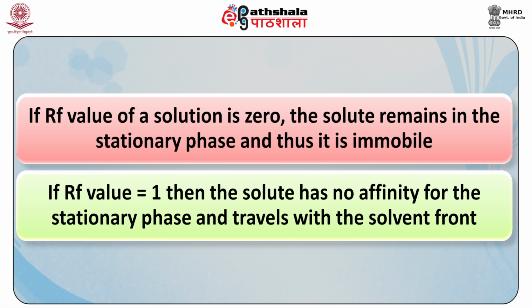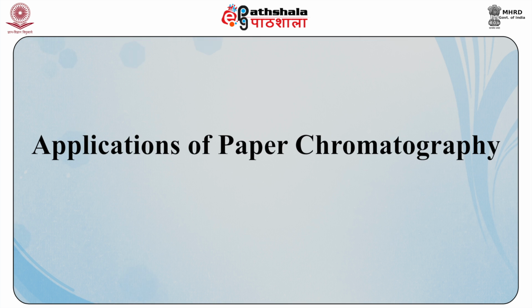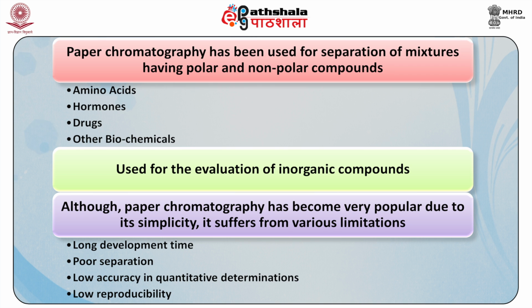If the Rf value of a solute is 0, the solute remains in the stationary phase and thus it is immobile. If the Rf value is equal to 1, then the solute has no affinity for the stationary phase and travels with the solvent front only. Next, we will be studying the applications of paper chromatography. Paper chromatography has been used for separation of mixtures having polar and non-polar compounds such as amino acids, hormones, drugs and other biochemicals. It has also been used for the evaluation of inorganic compounds.